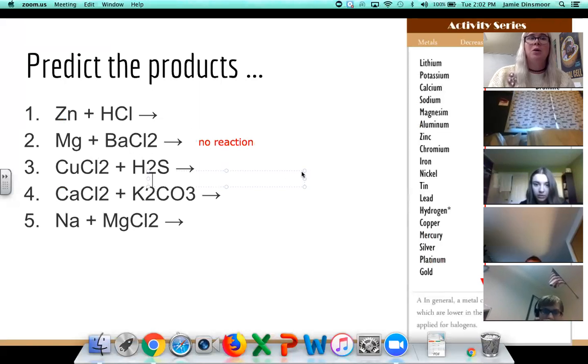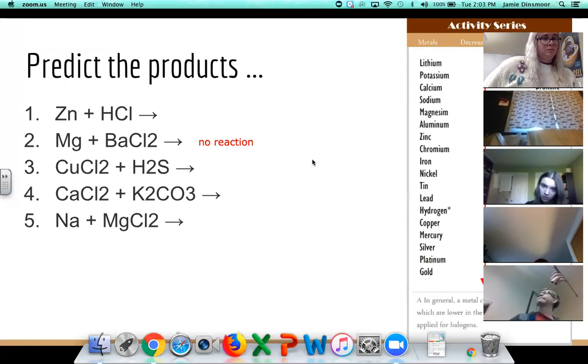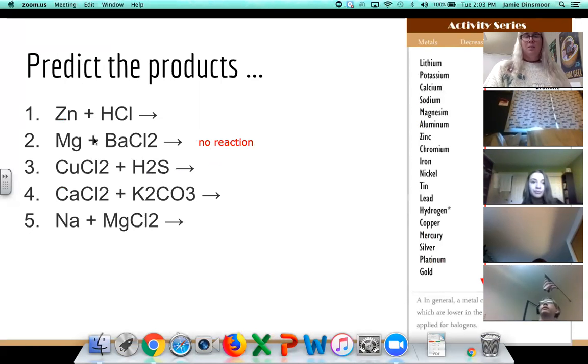Copper chloride plus sulfuric acid. What is going to happen here? I'm going to give you a few moments to look at this one. And let's start with the basic question here. What are our two metals for number 3? Which two metals are we looking at?